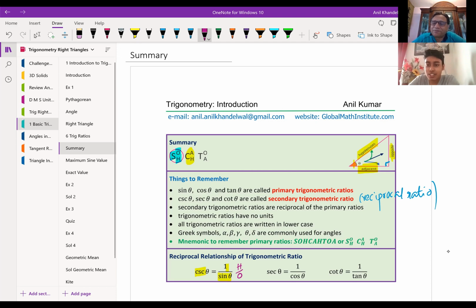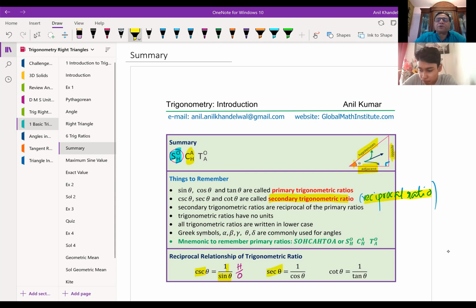Like in fractions, you just switch the numerator and denominator. Correct. Reciprocal. We don't really call it opposite because sometimes you say plus and minus are opposite, multiplication and division are opposite, but we'll call this reciprocal, right? So we'll use this word, reciprocal ratio or secondary trigonometric ratios.